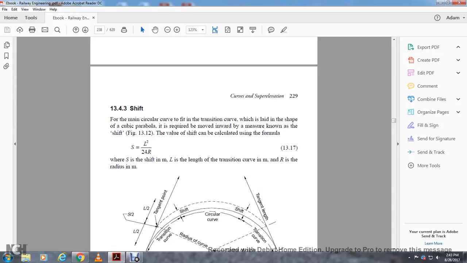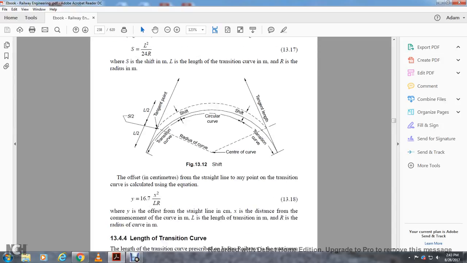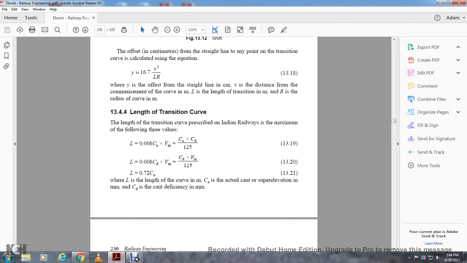S is the shift, L is the length of the transition curve in meters, R is the radius in meters. The offset from the straight line at any point of the transition curve is calculated using the equation Y is equal to 16.7 times X squared divided by LR. Y is the offset from the straight line in centimeters. X is the distance from the commencement of the curve, and L is the length of the transition in meters. R is the radius of the curve in meters.